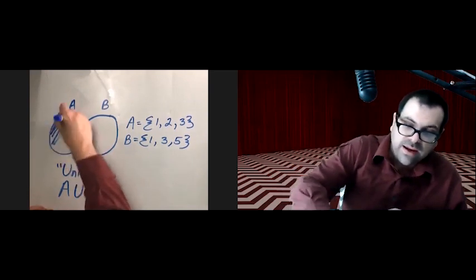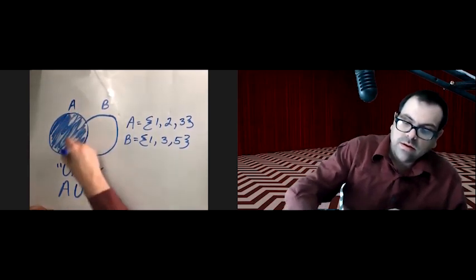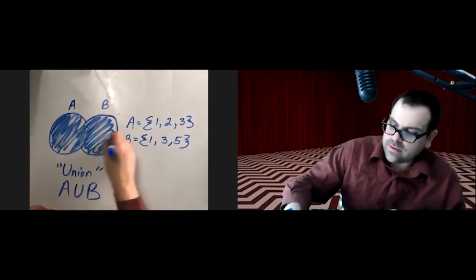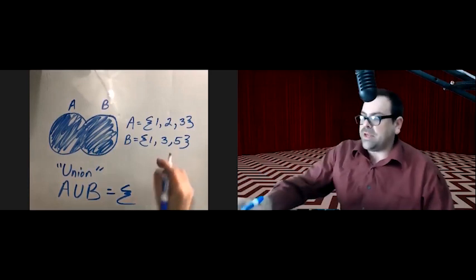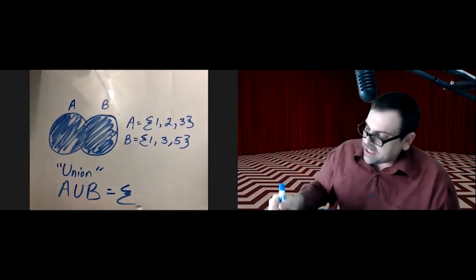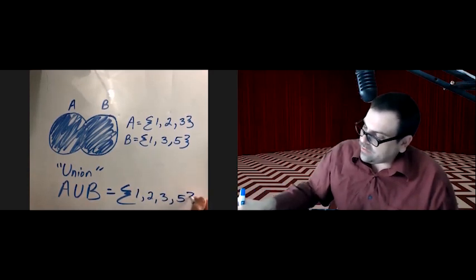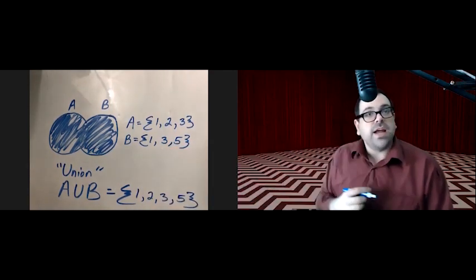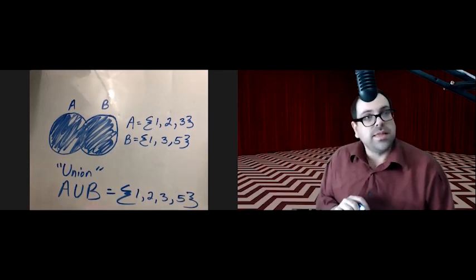So the union of A and B would be all of A mixed with all of B. So here, if A is 1, 2, 3, and B is 1, 3, 5, A union B is going to be the set 1, 2, 3, 5. Every element from A and every element from B makes it in to the final union set.